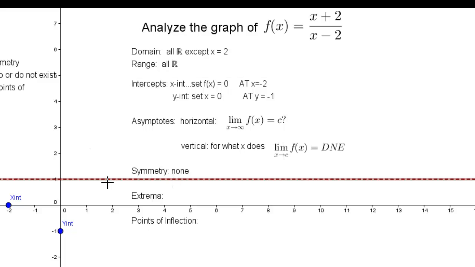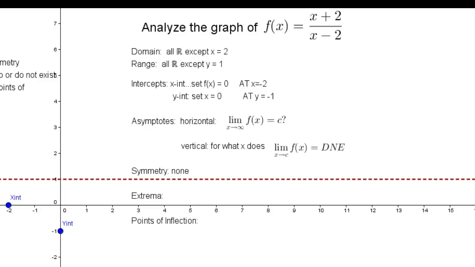So the function will never equal y equals 1. And the same thing happens at negative infinity. If we put in a negative infinity, the same value occurs. Therefore, I need to modify my range to include all real numbers for y except y equals 1.